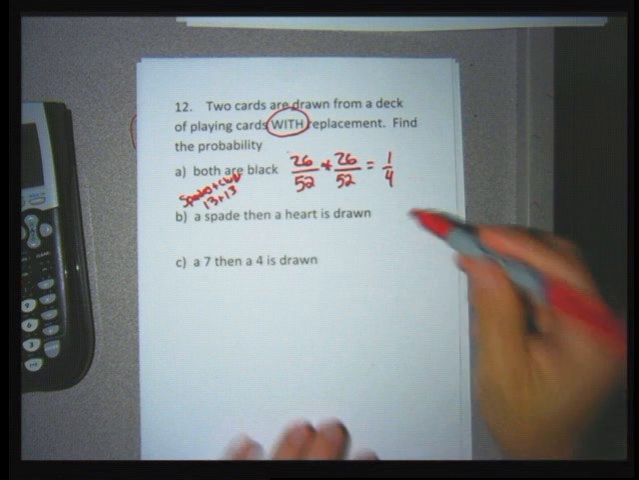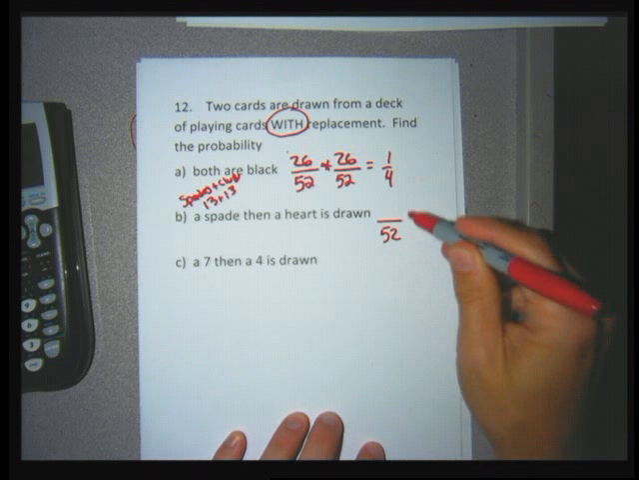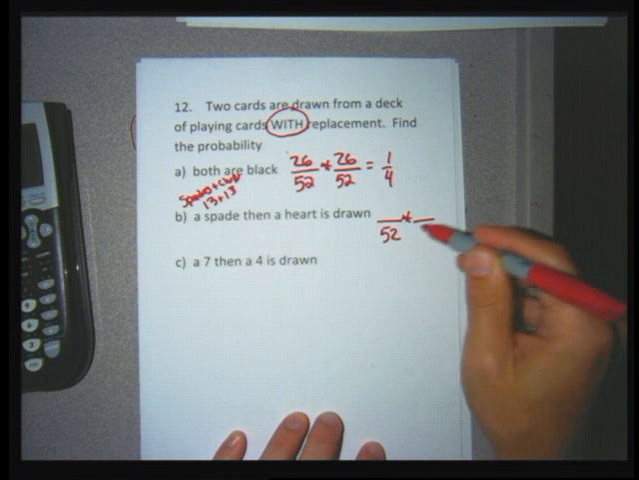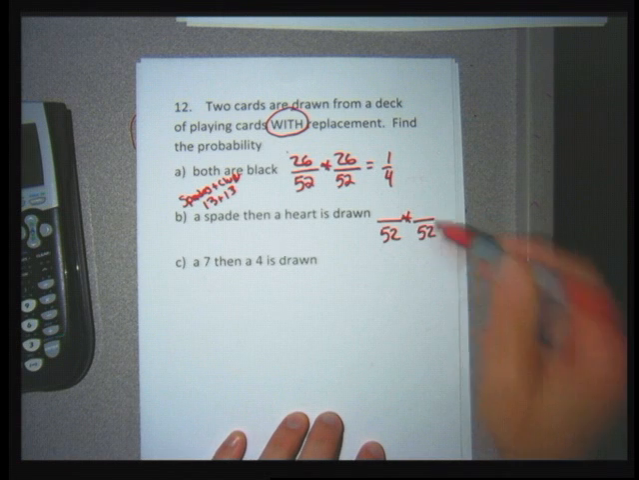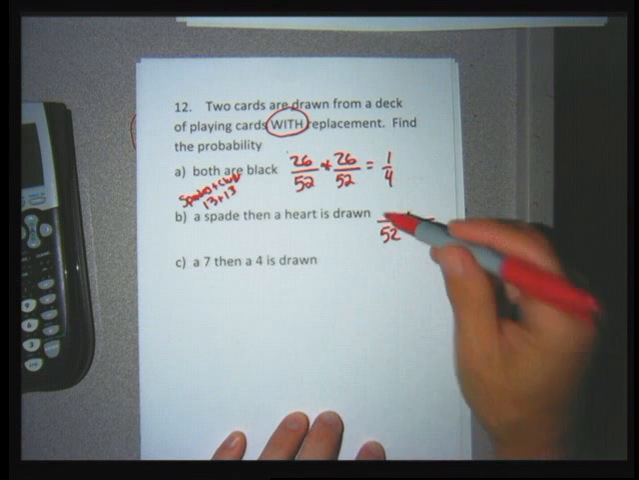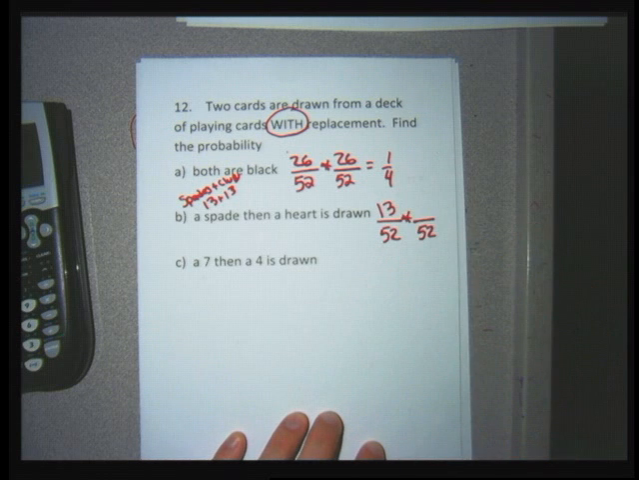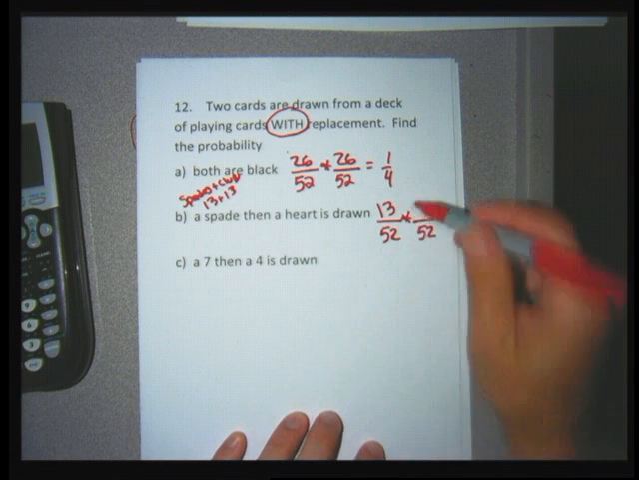So for each part of number 12, I'm making two fractions because I'm drawing two cards. The first fraction is for the first card. The second fraction is for the second card. In part B, I want to get a spade first. There's 13 spades of the 52 cards. And then a heart second, and there's 13 hearts of the 52 cards.